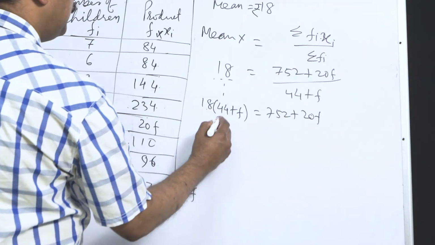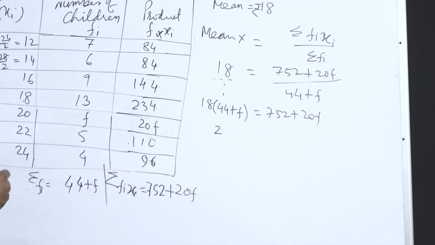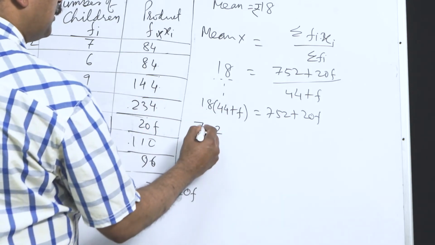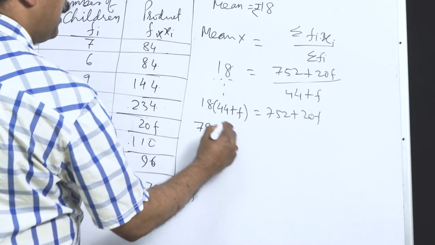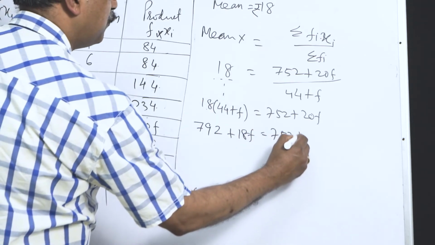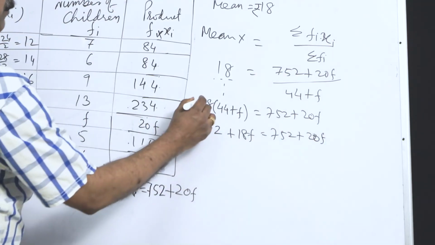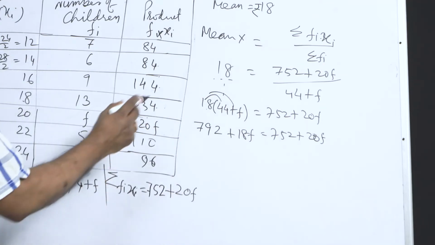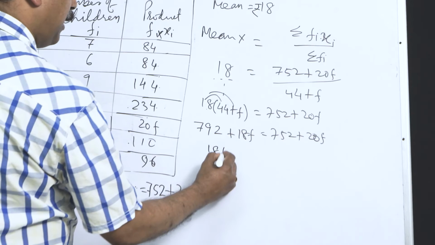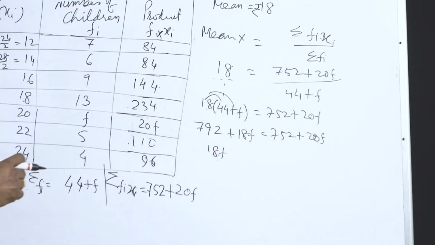So we multiply 18 fours, how much? 72, and 7 in hand. Again 72 and 7, how much? 792 plus 18F equals 752 plus 20F. This multiplication you can do directly, because you have to know the 18 table. I hope class 10 students should know this.